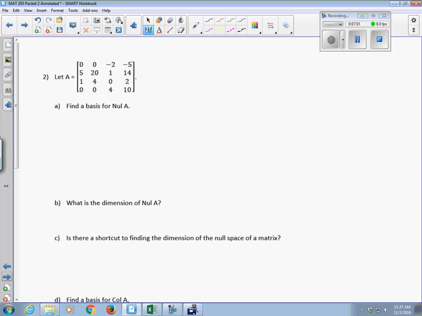All right, I've got a 4x4 matrix A here. I want to find a basis for the null space. So this is what we learned last class, so it was a good review. A basis for the null of A. So what was the definition of the null of A? Oh, the dimension of the null space is the number of free variables. That's from your reading. That's good.